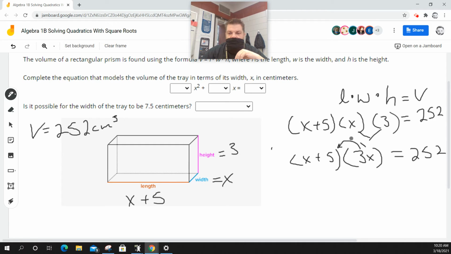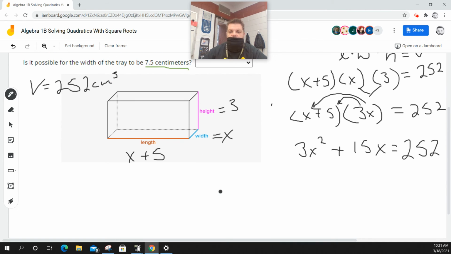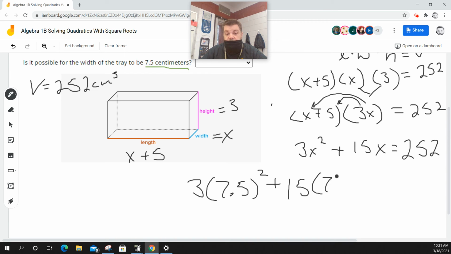Then I have to push this 3X through the parentheses. So 3X times X is 3X squared, plus 3X times 5 is 15X, is equal to 252. And then the next question is, can it be 7.5? This means it should be 3x squared plus 15x is equal to 252. Now, can it be 7.5? What they want me to do is evaluate this at 7.5. So I'm going to say 3 times 7.5 squared plus 15 times 7.5. Okay, plug this in the calculator.